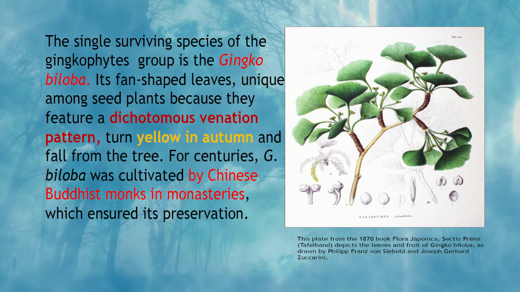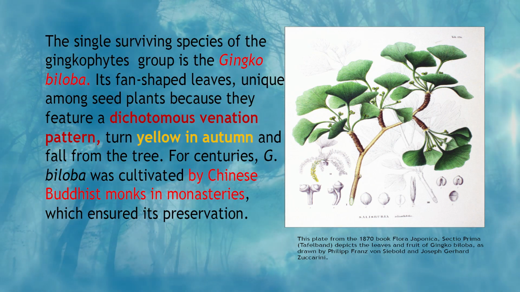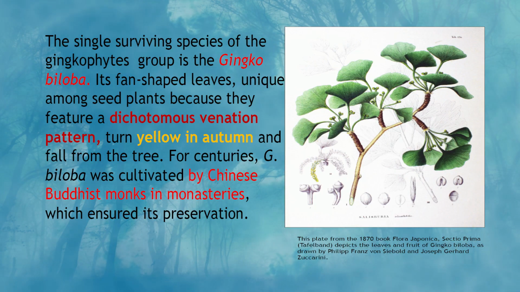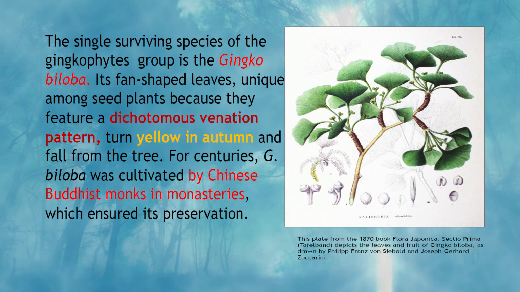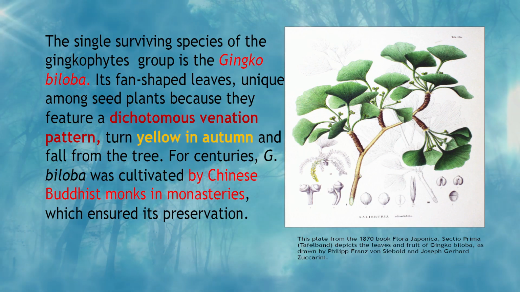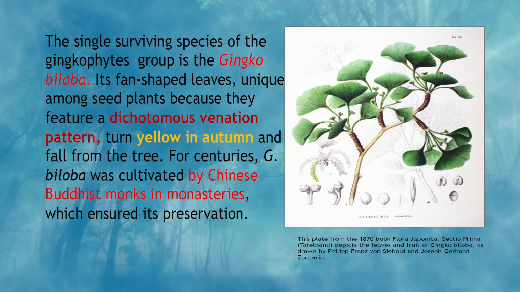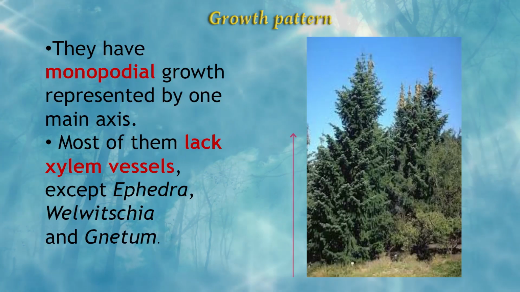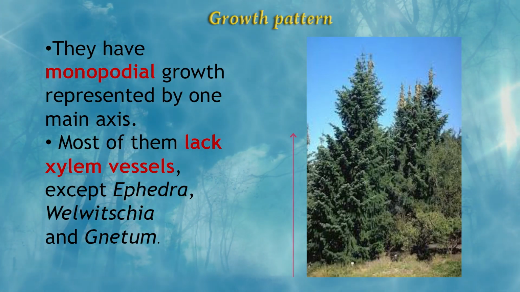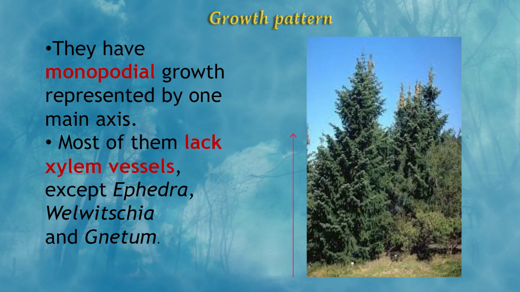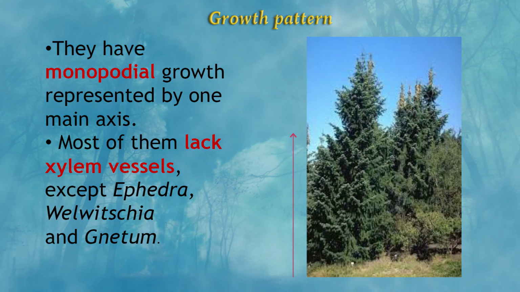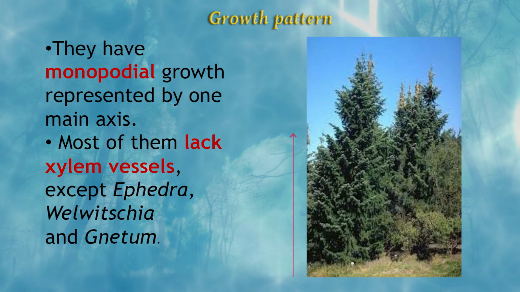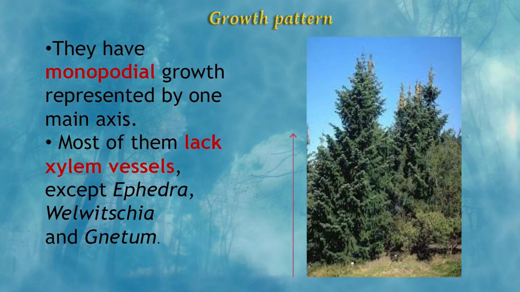Another species which I will want to tell you about is Ginkgo biloba. It belongs to Ginkgoales, and for centuries this has been cultivated by Chinese Buddhist monks in monasteries, and it is still found there. It has fan-shaped leaves with parallel venation. So, this is also a very unique tree. As you can see, the growth of these trees is monopodial, they only grow upward in a single direction, and they do not have vessels in the xylem except for Ephedra, Welwitschia and Gnetum.